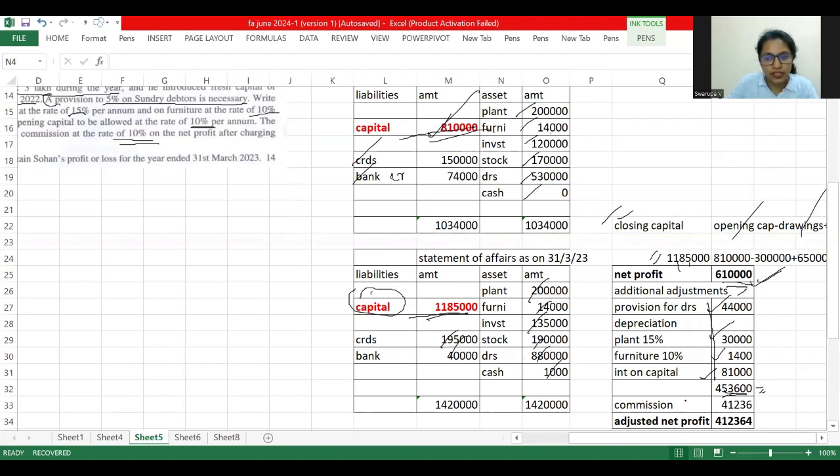Now, commission. Commission is after charging such commission. So we need to calculate 10 by 110. So it is 45,3600 into 10 by 110 will give you the commission amount. And then if you deduct that, the net amount will be your adjusted net profit.